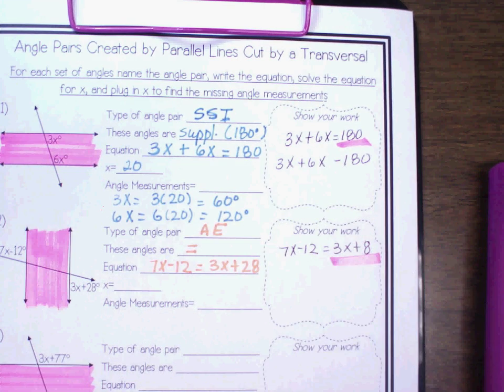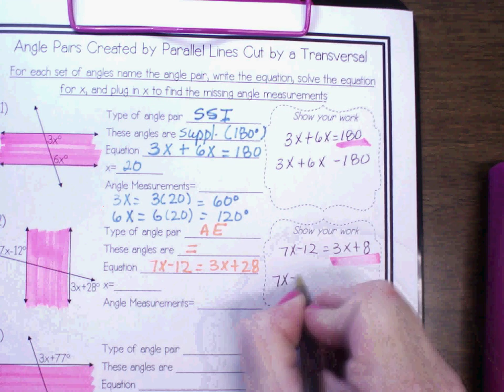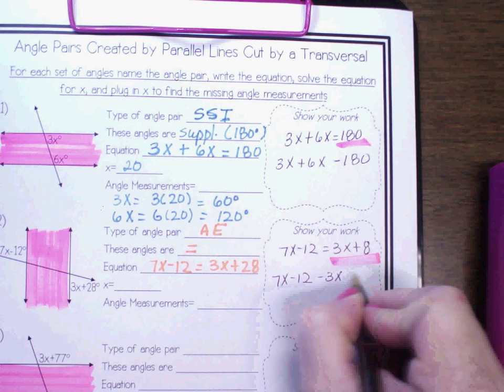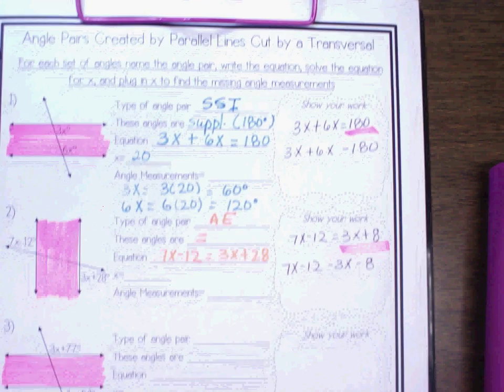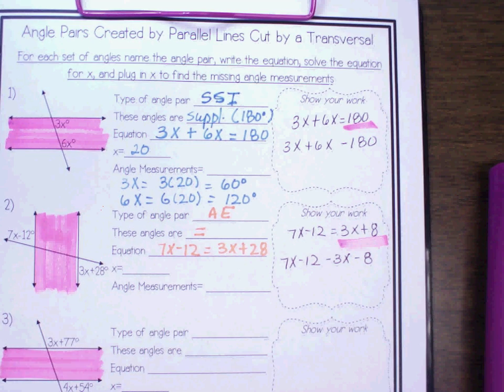They're the same. So what's my equation? 7x minus 12 equals 3x plus 28. Very good. And then after that, calculator takes over, right? So 7x minus 12 equals 3x plus 8.